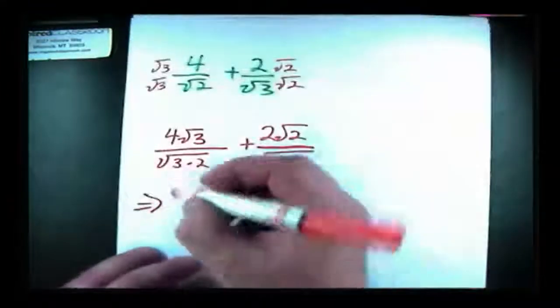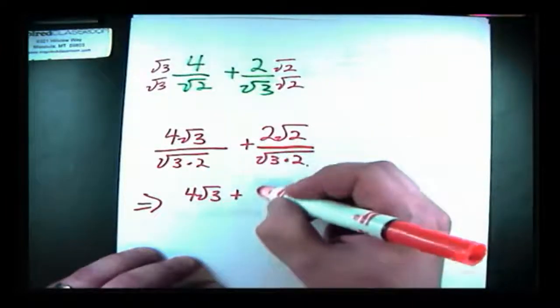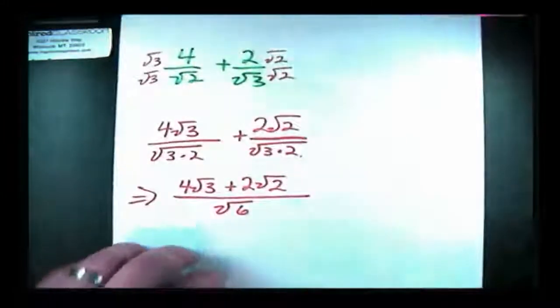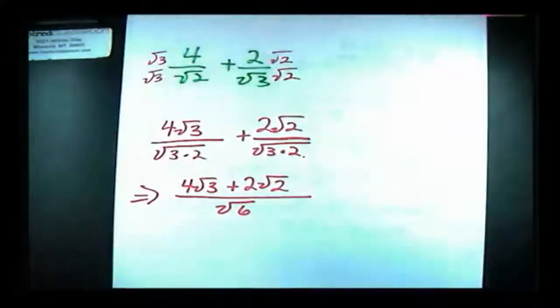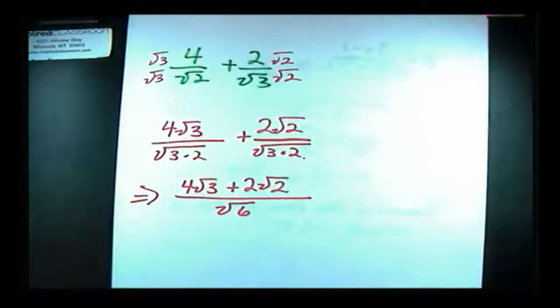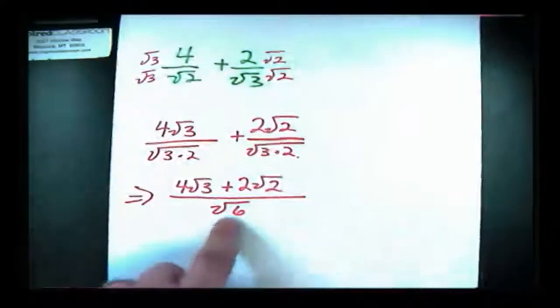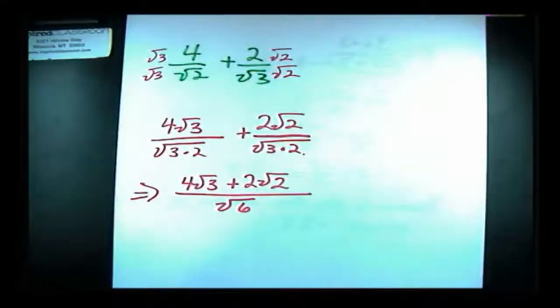Well, 3 times 2 is 6. So I have 4 root 3 plus 2 root 2 all over root 6. Now that I have a common denominator, I'm allowed to shift everything up top, and everything is just over that one common denominator. I do believe this is a choice on our answer section. You could be asked to rationalize the denominator, which would mean you'd have to multiply top and bottom by a root 6 to clear this root symbol.